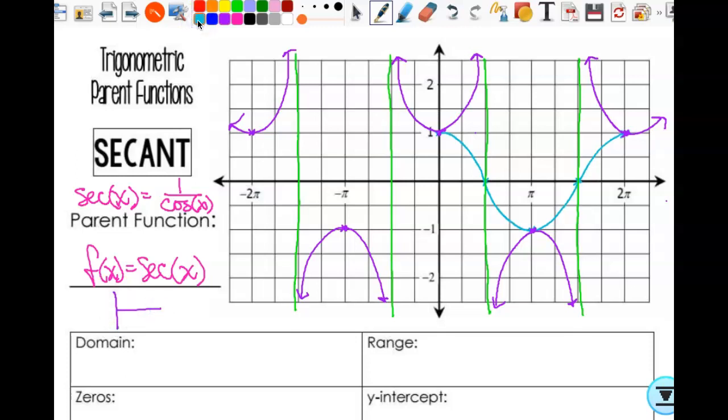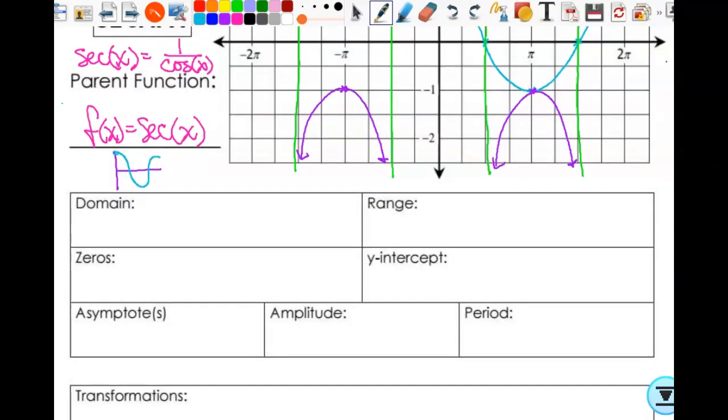Then when we graph the parent function for secant, we will draw a little cosine parent function. What questions you got? All right, so let's look at the rest of this then. Domain, not all real numbers, right? So we say it's the set of all x's such that x cannot equal. How often do the asymptotes happen? Every pi. We start at pi halves, and that's important, but they happen every pi units.